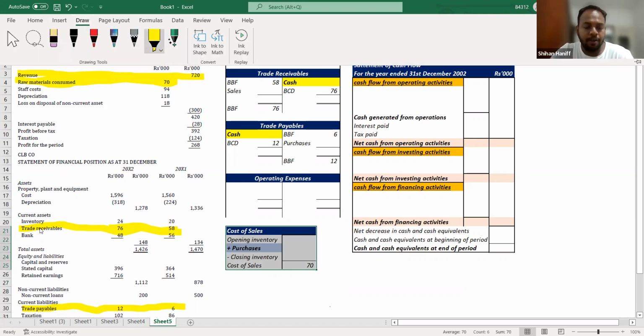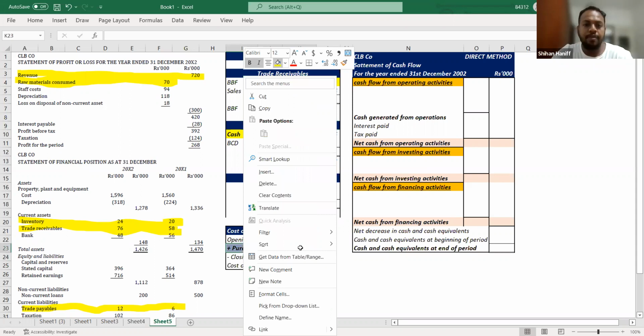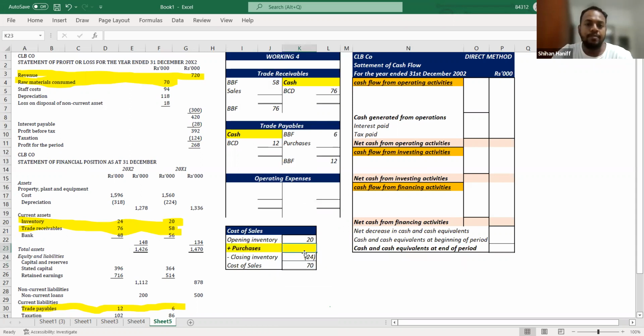Then how do you calculate the cost of sales? By taking the inventory, opening inventory plus purchases minus closing inventory is cost of sales. Opening inventory is 20, closing inventory is 24. Then the difference will be purchases. Find out the purchases from this. Then take the purchases here and find the cash.